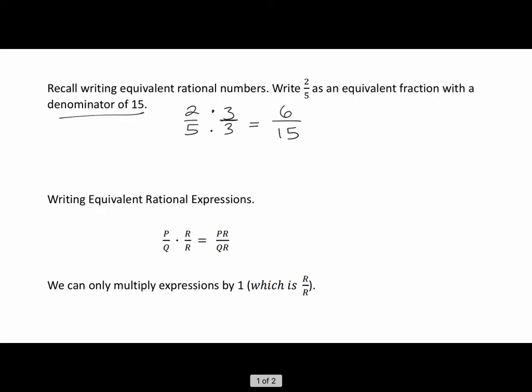So we're going to use that same process for writing equivalent rational expressions, because P over Q times R over R, which is just 1, equals PR over QR. So we can only multiply expressions by 1 if you do not have an equal sign in the original problem, meaning you start with just this expression. You can only multiply by 1. That's all that we can do legally to stay equivalent.